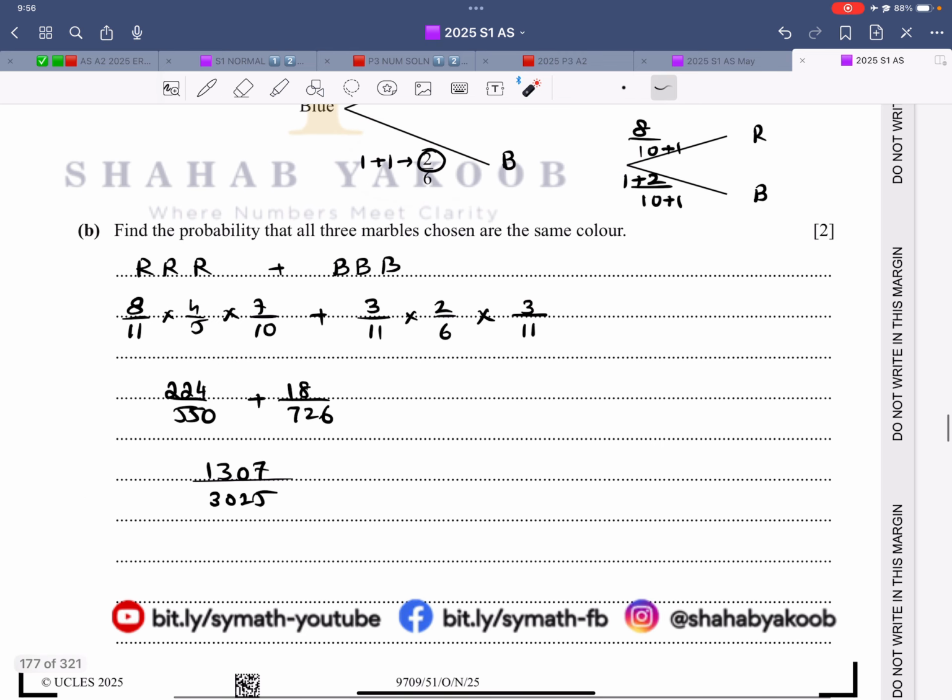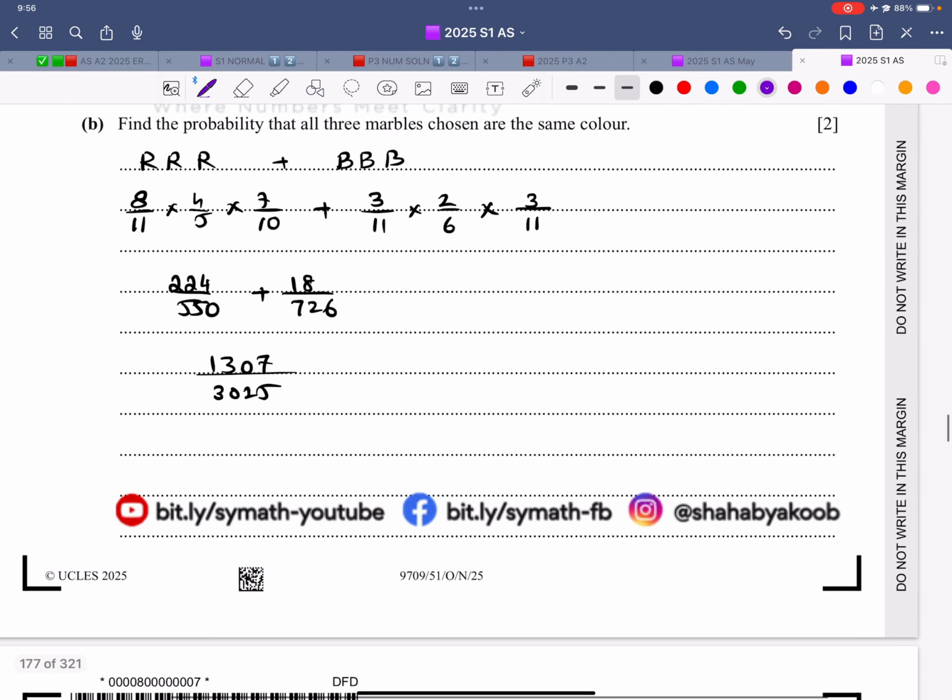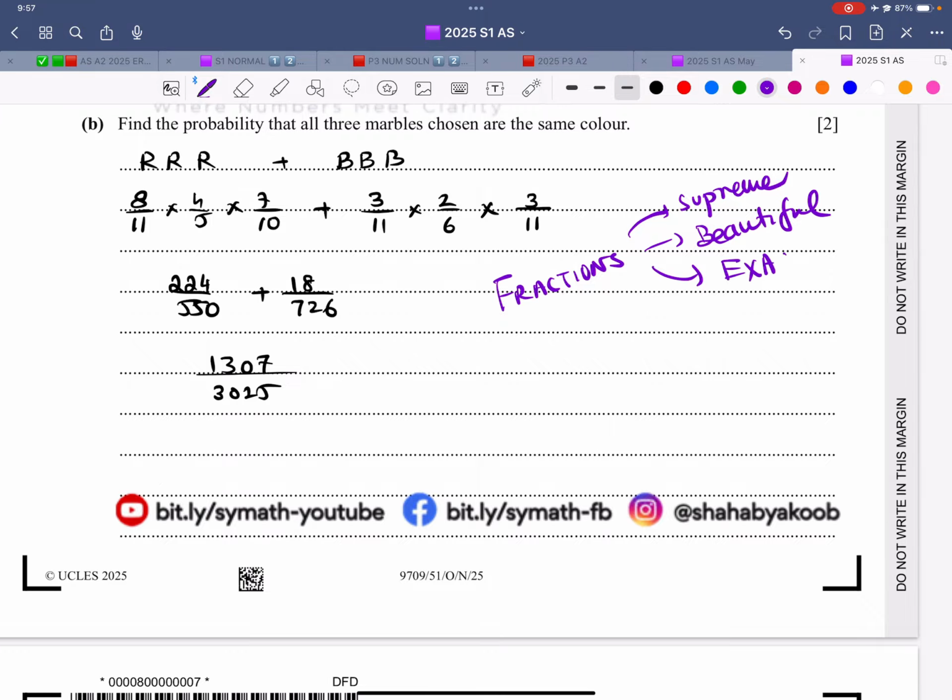You multiply it out, work in fractions, leave the answer as it is. Remember the famous saying: fractions are supreme. Fractions are beautiful. And above all, fractions are exact. And that is my saying, so don't search for it on Google.